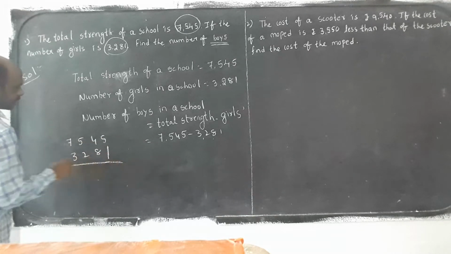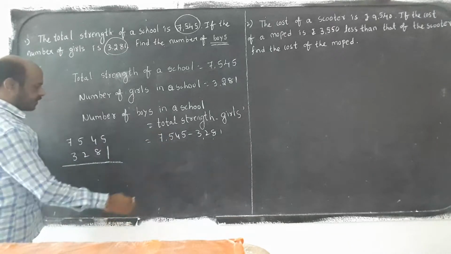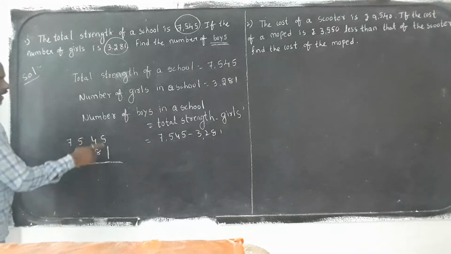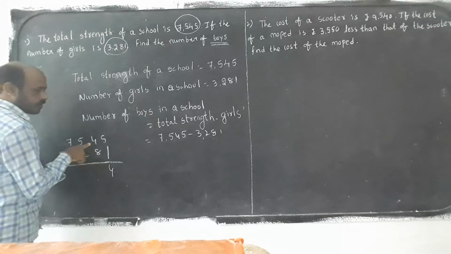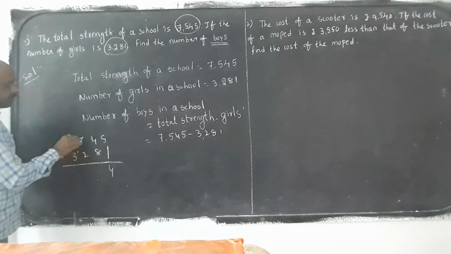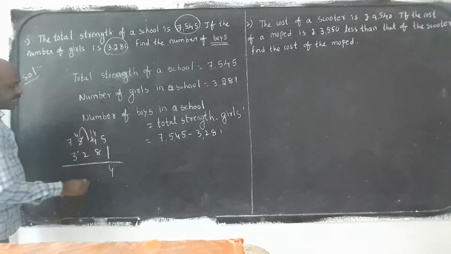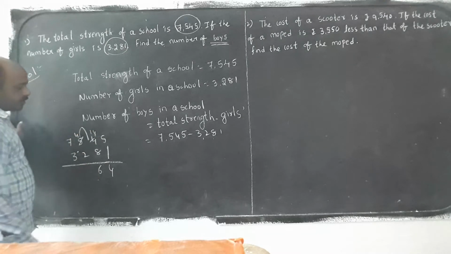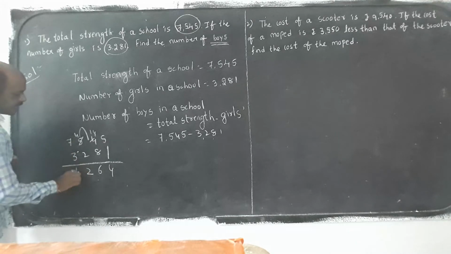The same digit numbers, that's why I wrote from left to right. In the second number the digits are different, so we have to write from right to left. 5 minus 1 will become 4. 8 can't be removed from 4, so we go to borrow. Then 5 becomes 4, and 4 becomes 14. 14 minus 8 is 6. 4 minus 2 is 2. 7 minus 3 is 4.